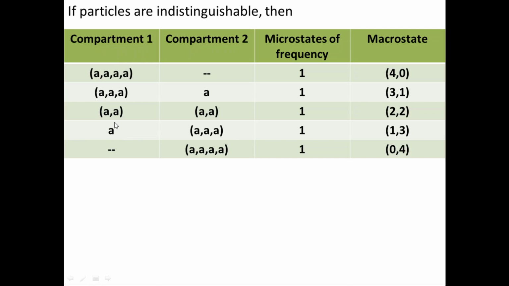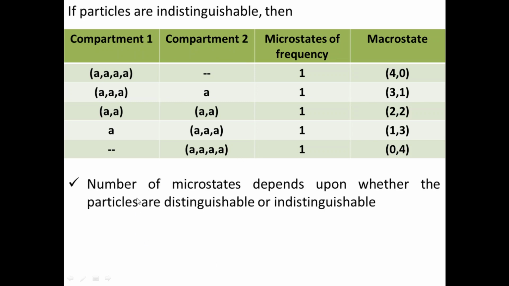Similarly, now we can reverse the order: the first compartment is empty and all 4 are in the second compartment. So this is the case for indistinguishable particles. Next we can see that the number of microstates depends upon whether the particles are distinguishable or indistinguishable.